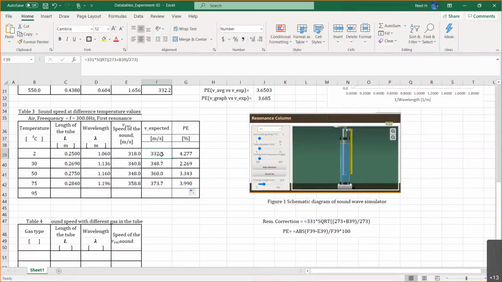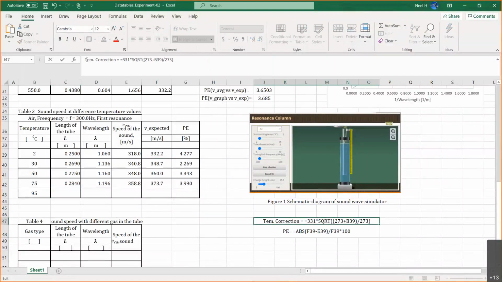What we expected is the temperature correction we do, right? Right here. It should be with the temperature correction, that is what we expected. V parentheses expected means actually with the temperature correction. Okay.